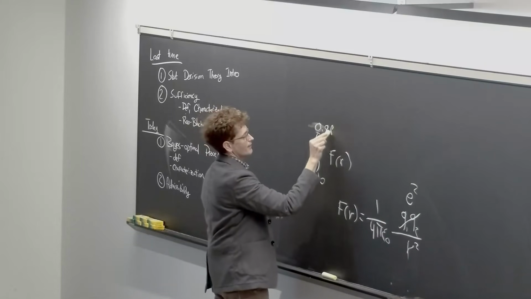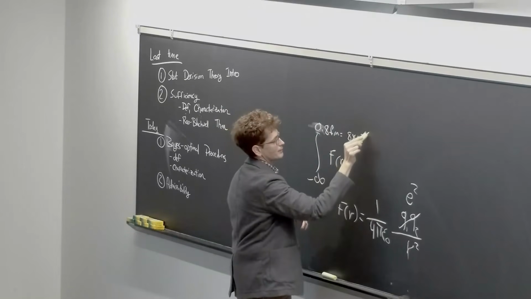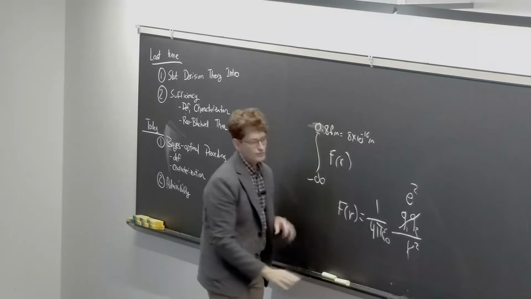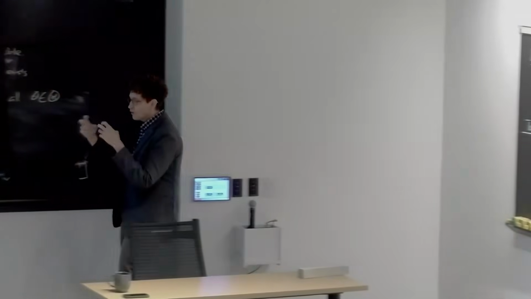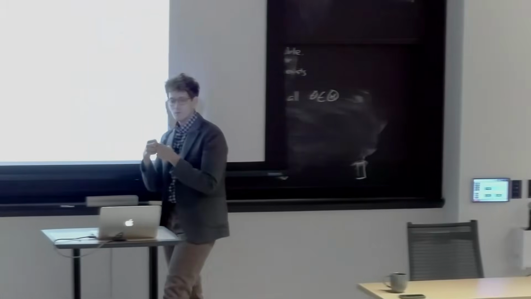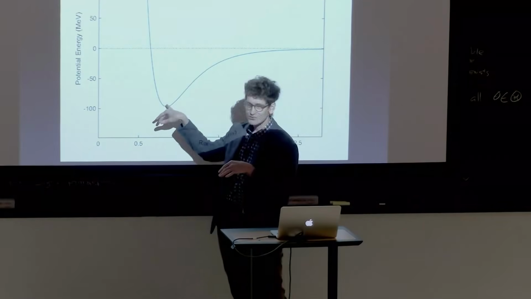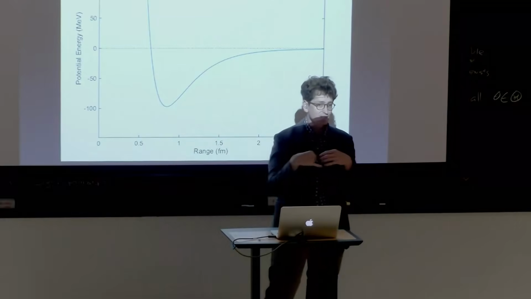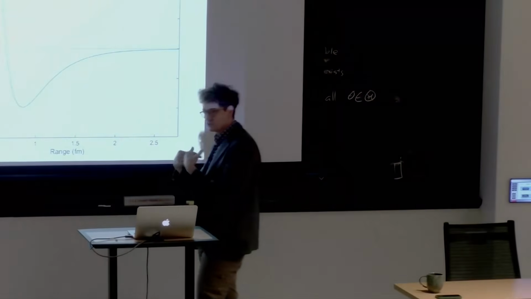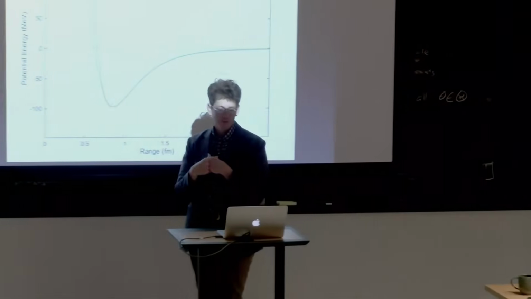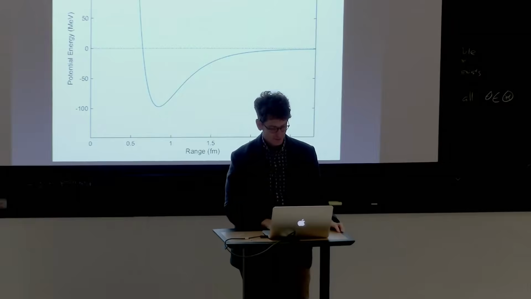0.8 FM, right? 8 times 10 to the minus 16 meters. If we do this integral, we'll find out that the repulsive force is about 1.4-ish MeV, which is 1% of the attractive force for the strong force. So that's why the attractive force glues it together. It overcomes the repulsive force from electrostatic charges, from the two positive charges.